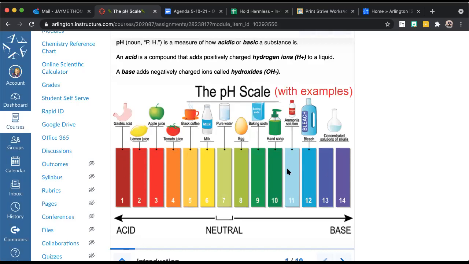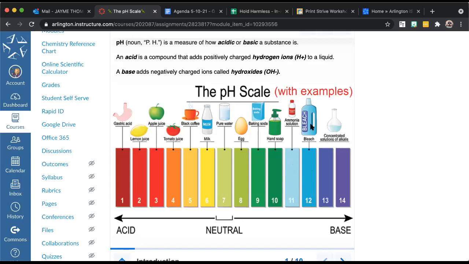On the other side, with the bases, things that are here like 8, 9, 10 are going to be weak bases. So you've got egg, baking soda, hand soap. When you start going closer to 14, this is where you're going to get to your strong bases, like concentrated solutions of alkalis. That would be like if I had a sodium hydroxide solution. Drain cleaner has sodium hydroxide, so that's a common household thing. Bleach is also basic. And ammonia is used in cleaning, and it's usually found in things like Windex or some cleaning solutions.